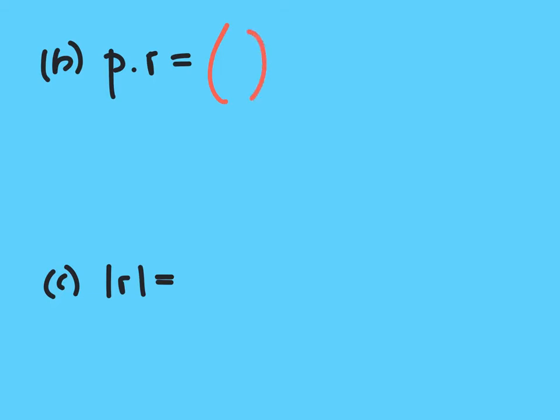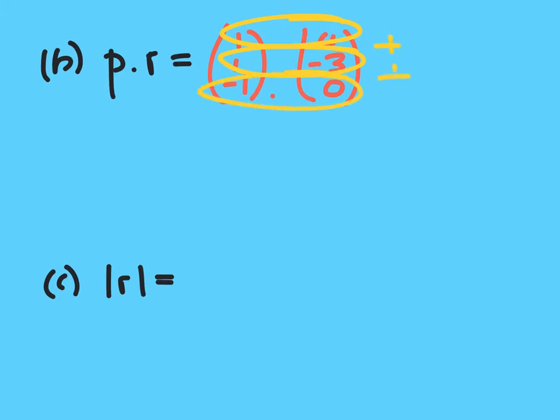Well, write down what vector P was, 1, 1, negative 1, and you're dotting that with R, 4, minus 3, and 0. Now the dot product just simply means that you multiply the first two numbers, the middle two numbers, and the last two numbers together, and then add up your three answers. You should get a nice simple number there.